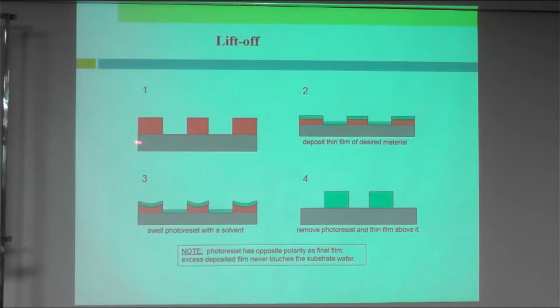And lift off: basically you have a photoresist pattern on the substrate, then you deposit the thin film that you want to have. So basically all the thin film covers the surface, including the surface of the photoresist. Then you develop the photoresist. When you put on the solvent, the photoresist part will be removed, and what remains is the thin film deposited on the substrate itself. This is what we call lift off.